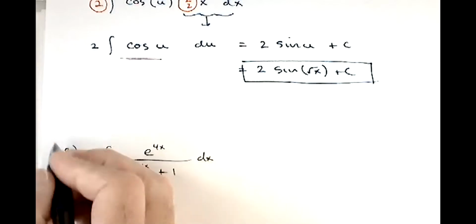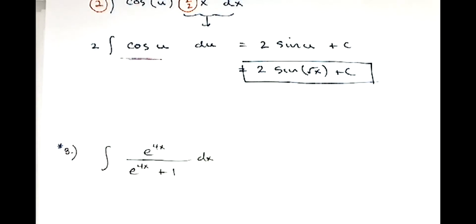All right, so see, we've done a few now. So try number 8. Think about what you would let your u equal, knowing that whatever you let u equal, you're going to take the derivative of it, and you need to see something close to that somewhere else in the integral. So what's a good choice for u?